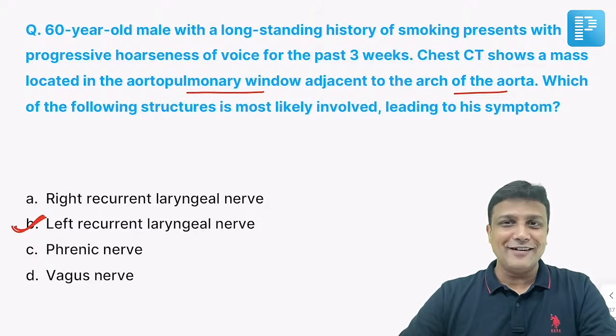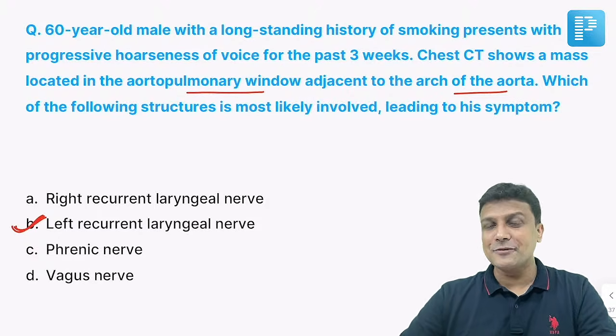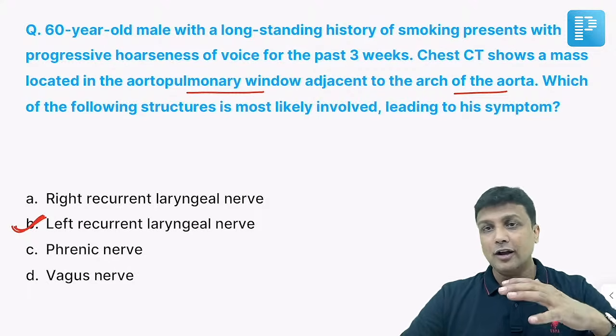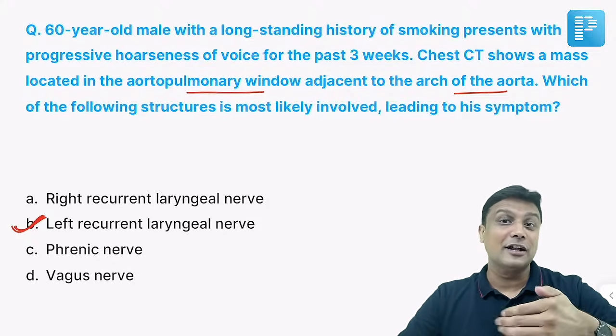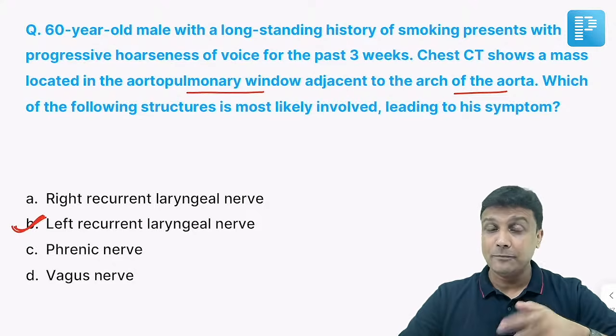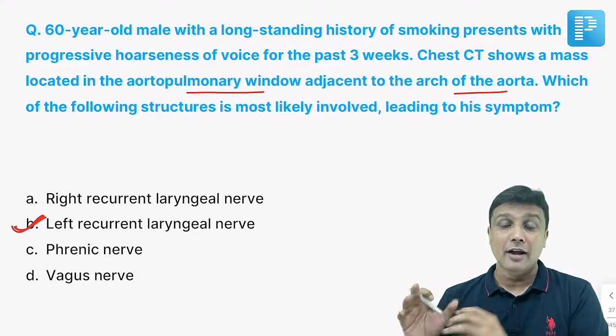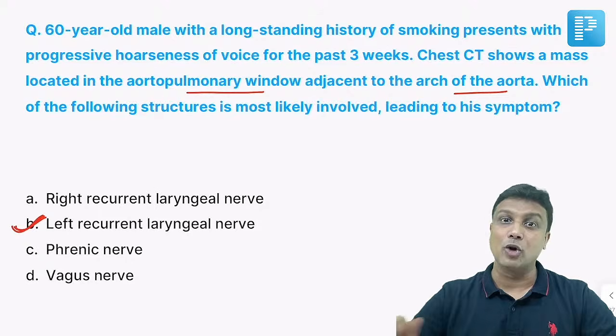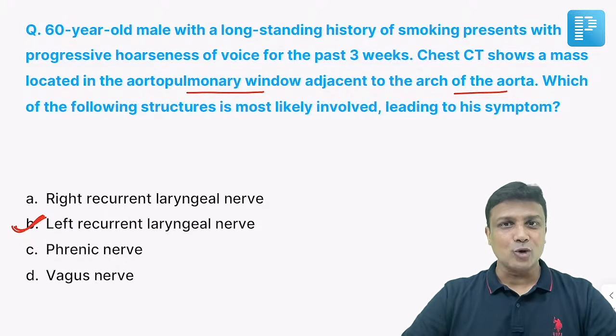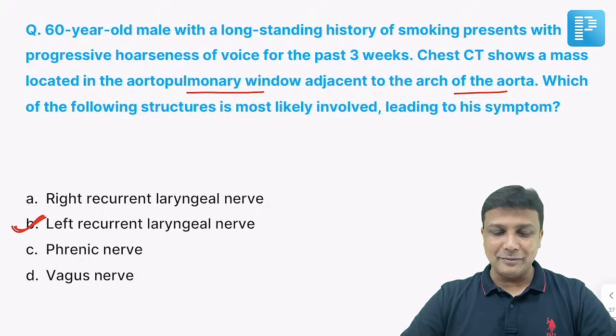But now, my dear friends, why have I given you this? Nowadays in the exam, instead of just asking which of the right and left recurrent laryngeal nerve is longer because of the arch of aorta, they are giving the question in the form of gross anatomy or clinical anatomy, but asking the answer in the form of embryology. The question will be gross, but the answer will be embryology.